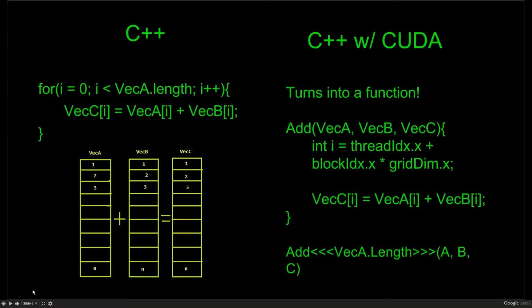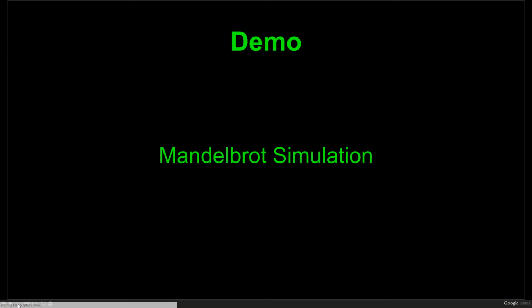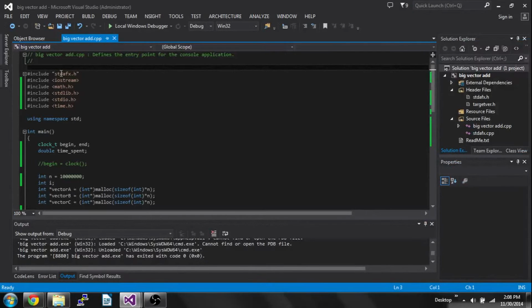So after that, we would like to go over a demo. For our demonstration, I have 2 programs. One written in C++ that uses the standard libraries, the other also written in C++ but using the CUDA libraries. Both of these programs take 2 vectors, add them together, and store them into a 3rd vector.